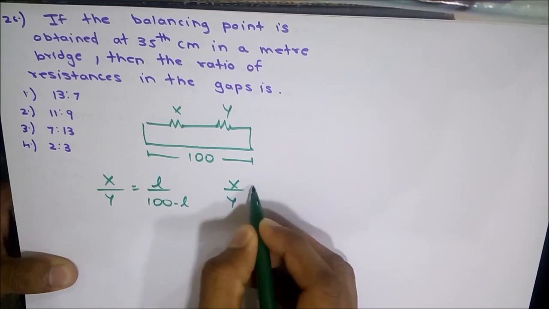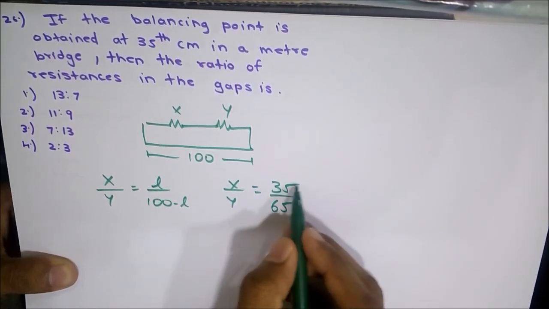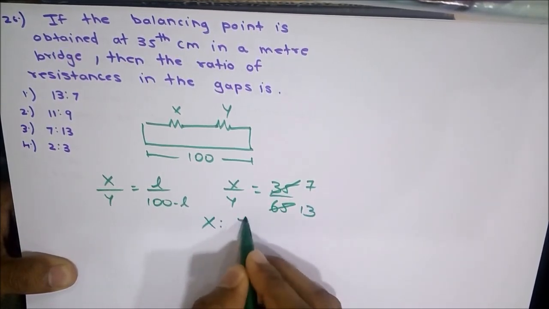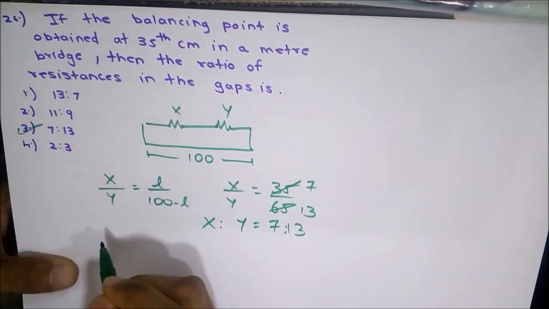Therefore X upon Y is equal to 35 upon 100 minus 35, which is 65. So 5 7s are 35 and 5 13s are 65. Therefore, X is to Y is 7 is to 13. So, option 3 is the correct answer.